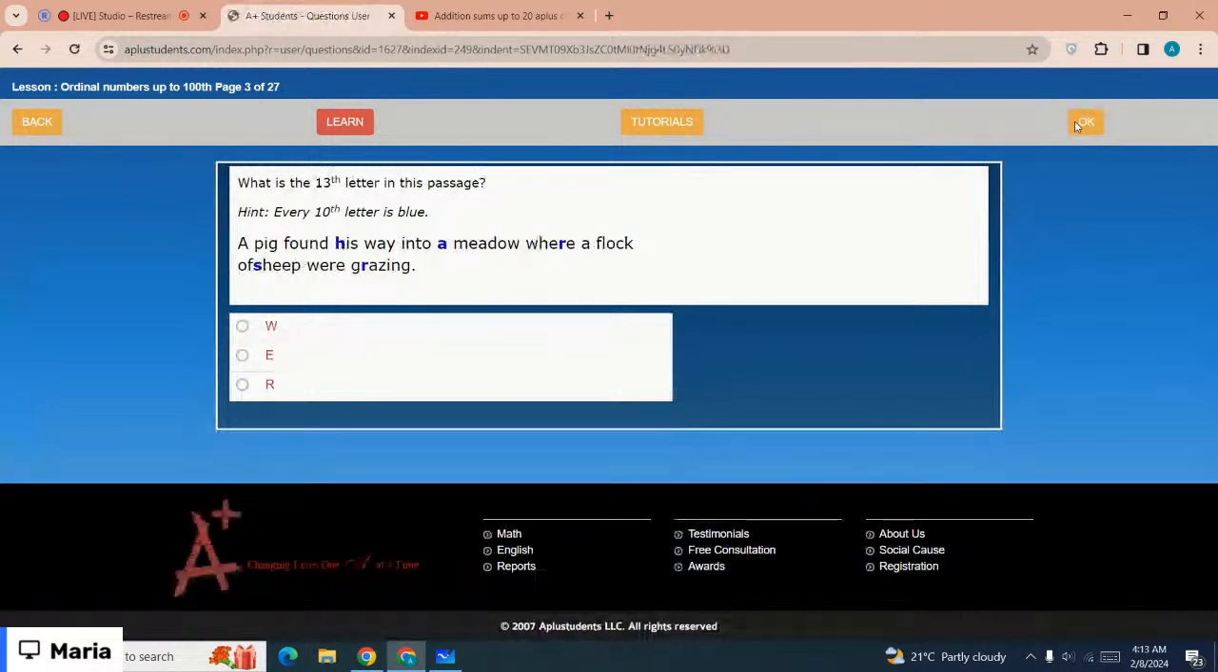Okay, the next one is what is the 13th letter in the passage? So, which is the correct option? 13th letter. Yes, that is W. Very good. The correct option is W.